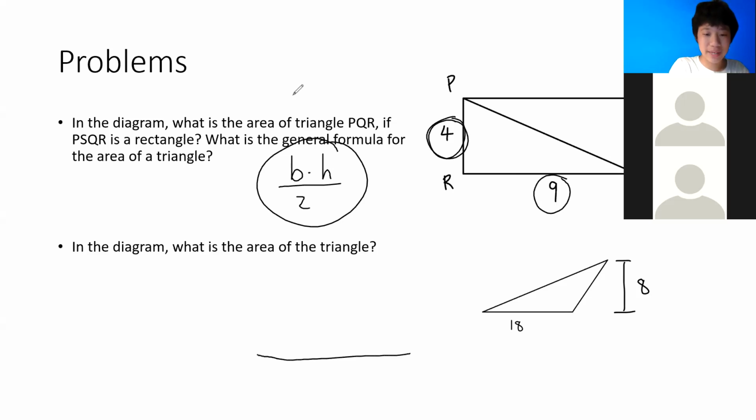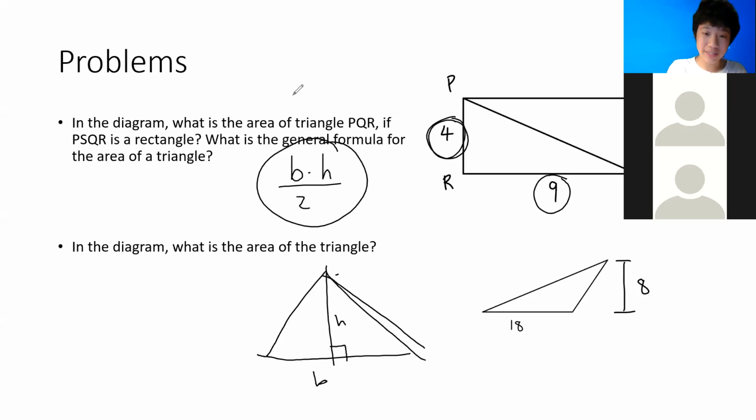Okay, so this is the formula for a triangle. For any kind of base, B, and any kind of height, H, and the height is always going to be perpendicular to the base. If we have these two components, the area of the triangle is always going to be base times height divided by 2. And this doesn't matter which base you choose.